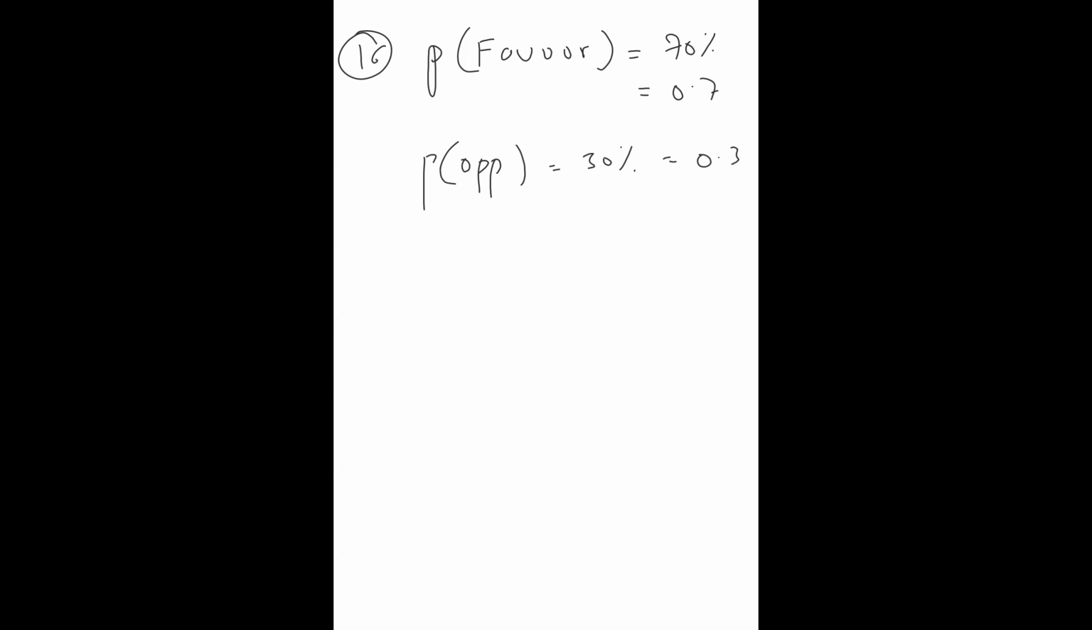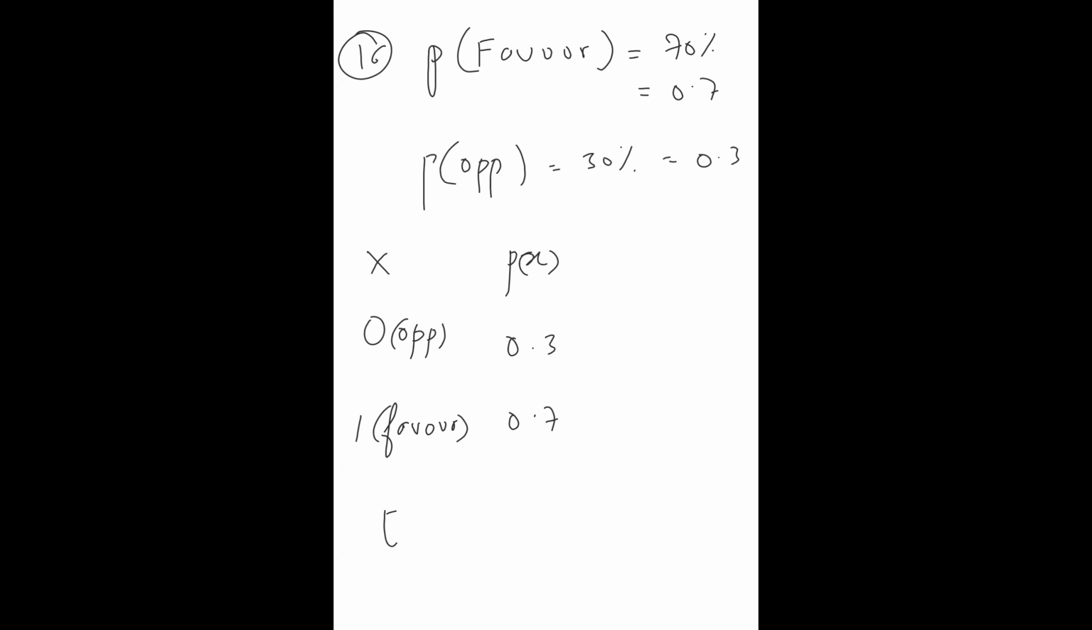X takes up a random value 0. When does it take 0? If a member opposes, so X will take 0 if it is opposed. Okay, and it takes the value 1. X takes the value 1 if a member is in favor. Okay, so we'll write down the respective probabilities 0.3 and 0.7.